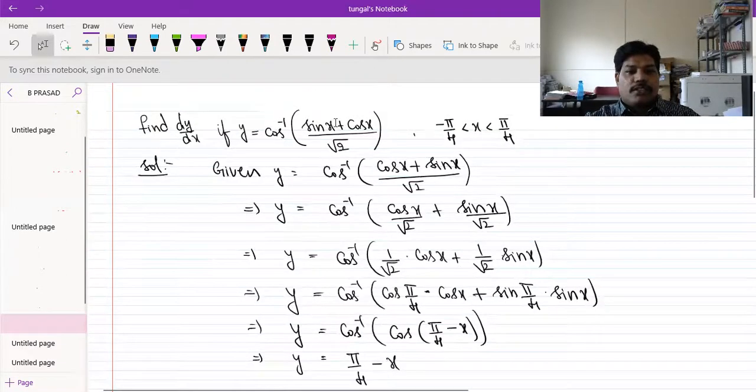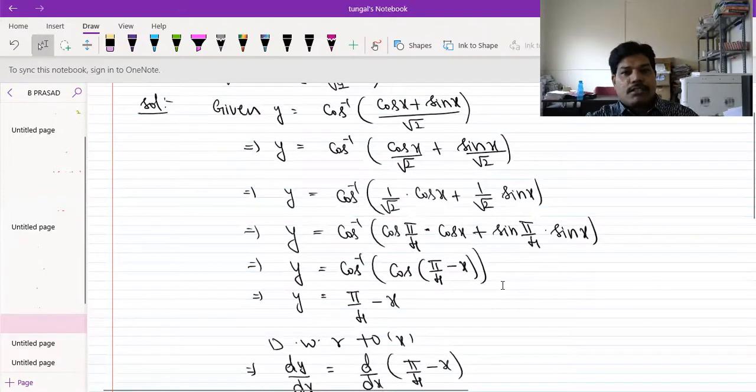y is equal to cos inverse of (sin x plus cos x) by root 2. So just split the term as cos x by root 2 plus sin x by root 2, and write it in the form of 1 by root 2 into cos x plus 1 by root 2 into sin x. So one 1 by root 2 we change to cos pi by 4, and the second 1 by root 2 we change to sin pi by 4. So cos A cos B plus sin A sin B is nothing but cos of A minus B.